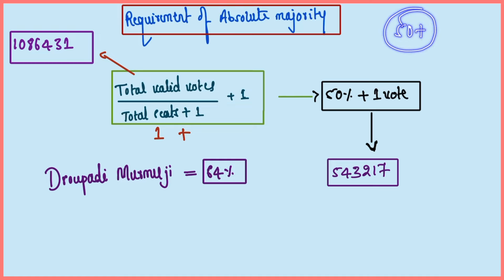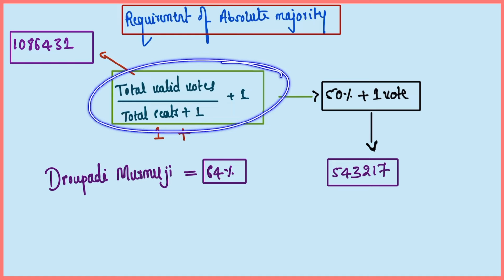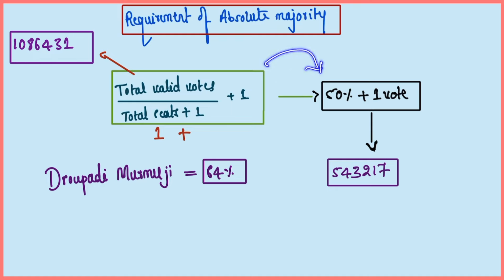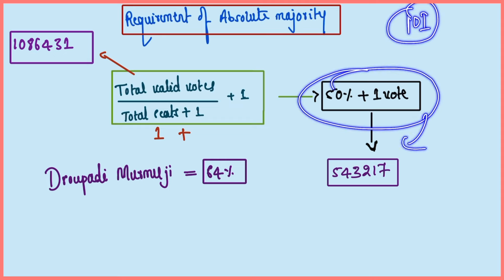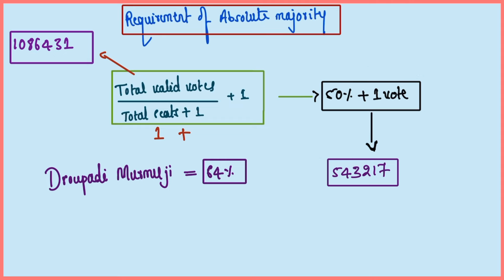To calculate that, we use a formula, and this formula gives us the 50% plus votes that are required to become president of India. This 50% plus votes which are required is called the quota. Quota means anyone who would like to be the president of India must achieve at least this many votes. Then only one can become the president of India.